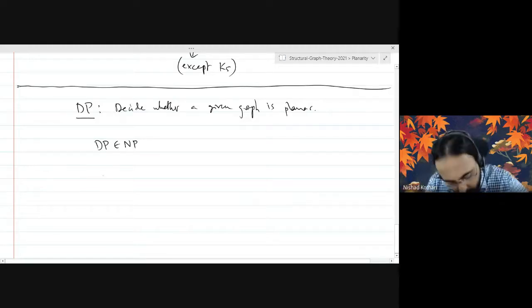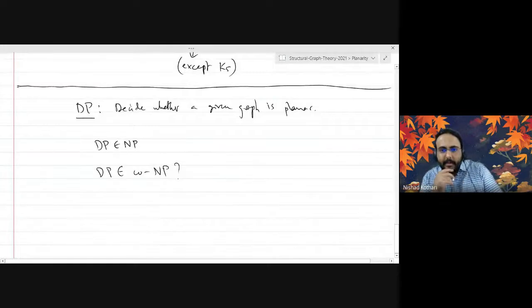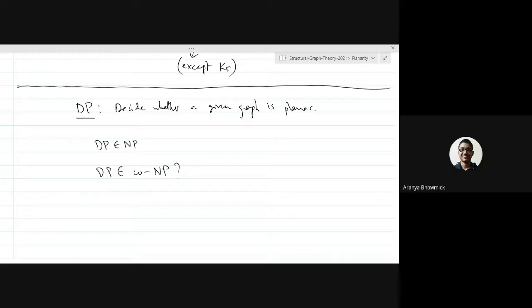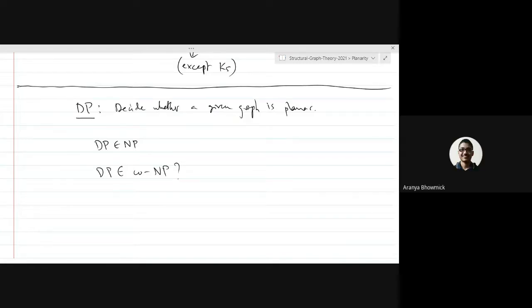Then we asked the question, what about co-NP? Can we convince someone easily that a graph is non-planar? So what is the answer to this question? Yes. Why? Can anybody else explain why this decision problem is in co-NP? We can give a no certificate, which is verifiable in polynomial time. And what is that certificate? It's either a K5 or a K33 minor.